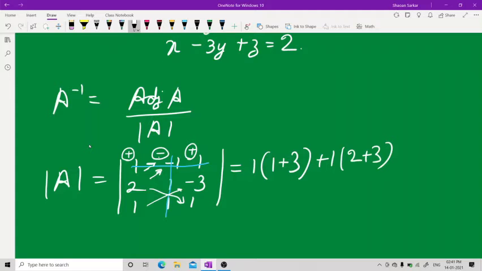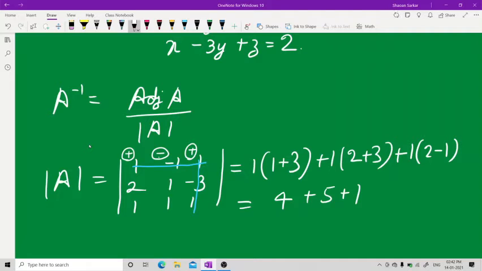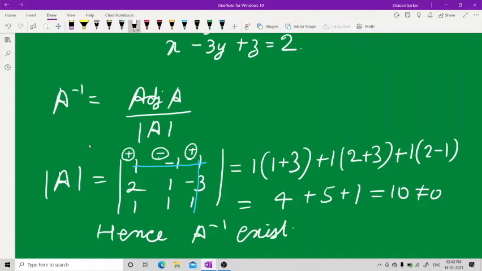Now you have plus, now you have to hide the third column. Now you have to hide the first row and the last column. Now what you are left with is plus 1, 2 minus 1. Now this is 3 plus 1, 4, 5 and 1. That is 9 and 10, which is not equal to 0. Hence, A inverse exists. Now I will show you a shorter method to find adjoint A.